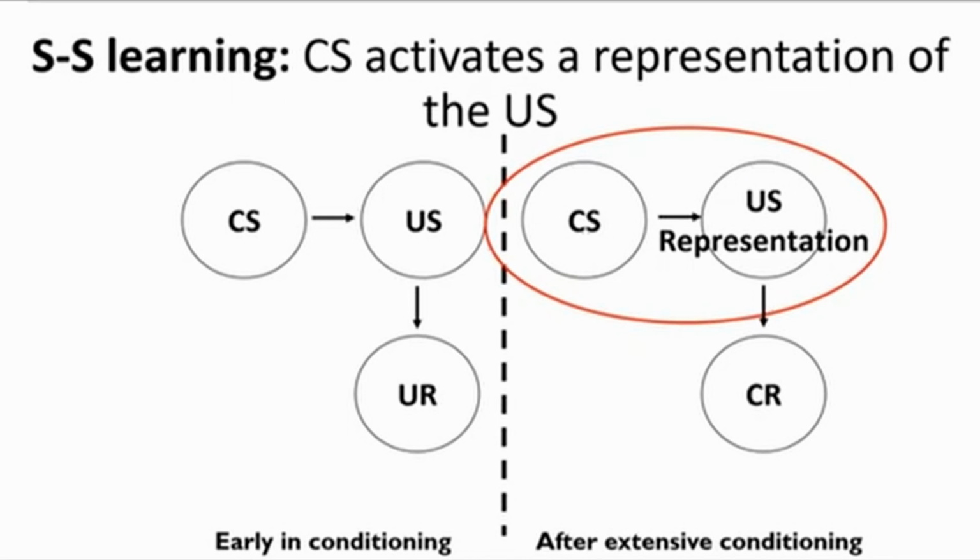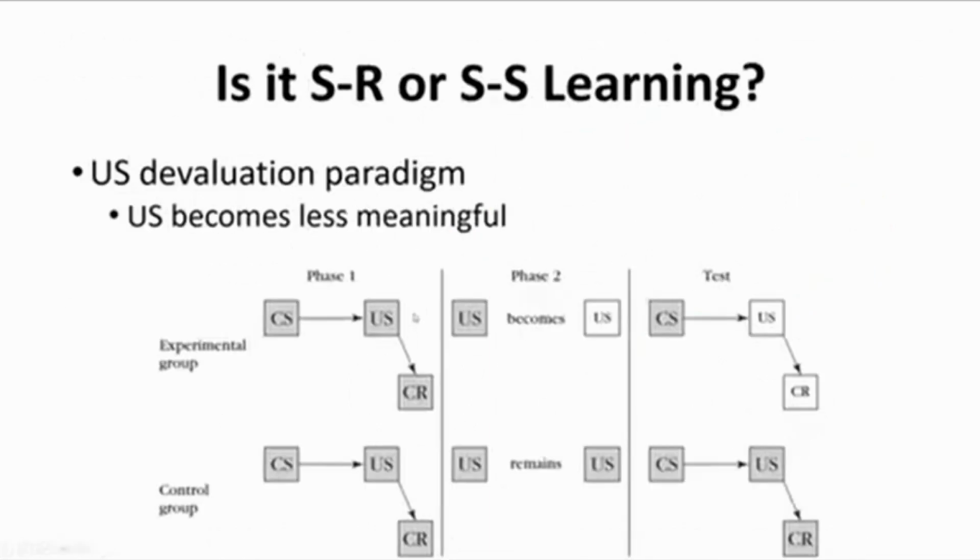So our conditioned response is basically because of this activation of that representation of the unconditioned stimulus. Now, that's all fine and dandy, but which of these is the case? How do we tell if it's SR or SS learning? The standard way to pick these apart is to use something called the US devaluation paradigm, unconditioned stimulus devaluation paradigm.